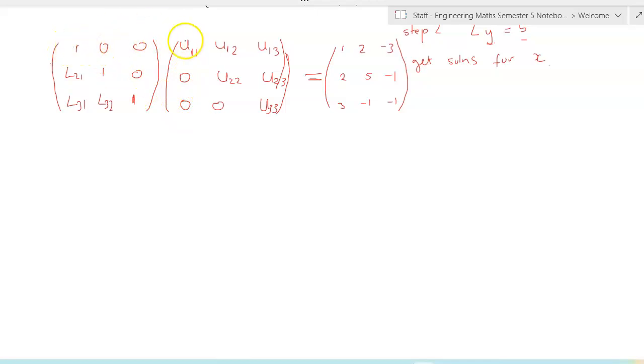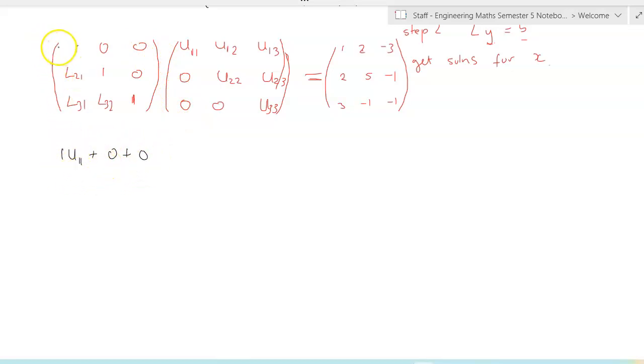So it's going to be 1 times U11. And I'm going to write it all out, even the unnecessary parts. 1 times U11 plus this 0 times this 0, which is 0, plus. So it's the top row by the first column, and the last position here is 0 by 0. And that's all one element in the matrix.